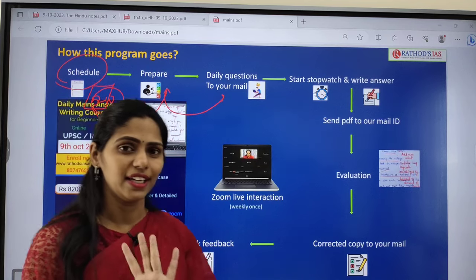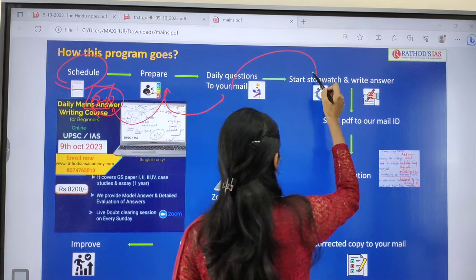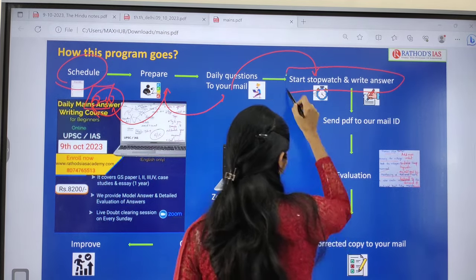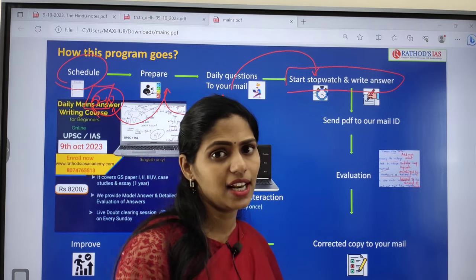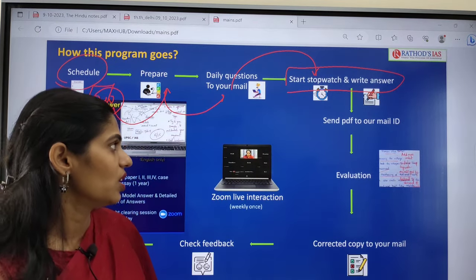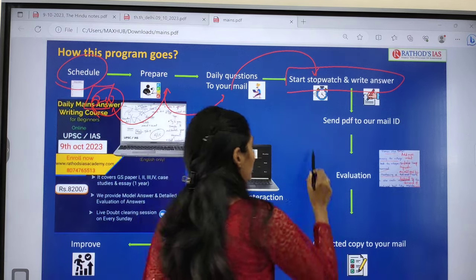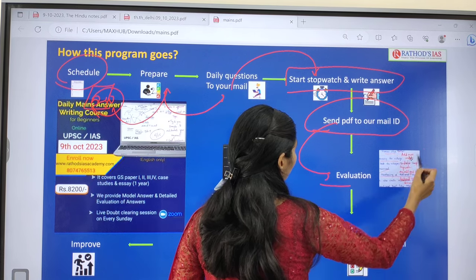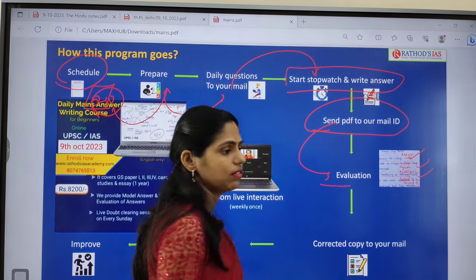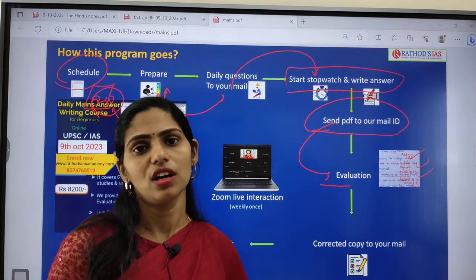On Sundays you will be getting an essay or case study, and after that you have to start your stopwatch and write the answer. You have to see how much time you are taking to write a single answer or single essay or case study, so that you get an idea about your writing speed. And you have to send that answer PDF to our mail ID, so that we will do your evaluation with detailed feedback. In that feedback, you will know whether you are writing a good answer or a bad answer.